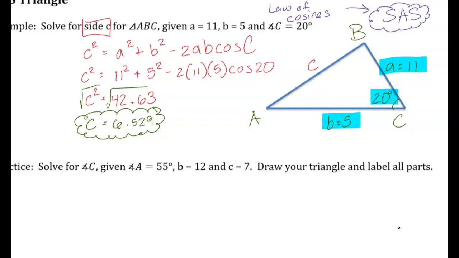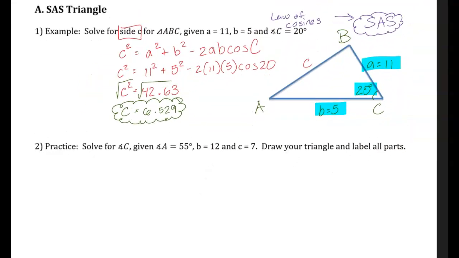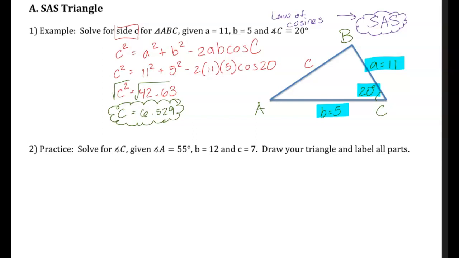No, there. Stop right there. 2 times 11 times 5 is multiplied times cosine of 20. You need to deal with multiplication first, always. So you can't just combine 11 squared plus 5 squared minus 2 times 11 times 5, because 2 times 11 times 5 is multiplied times cosine of 20. You have to multiply that first. So thumbs up if you could do this on your own. Thumbs down if you would like another example.